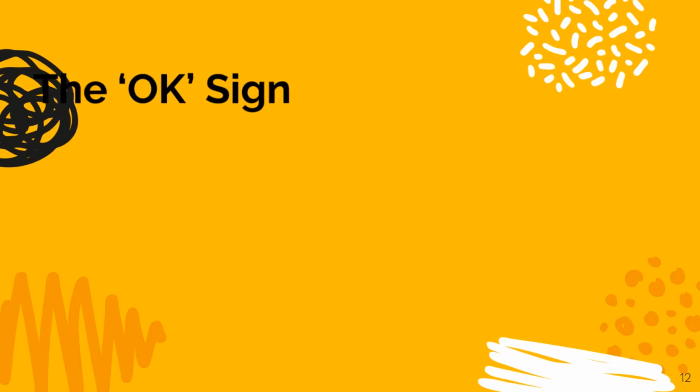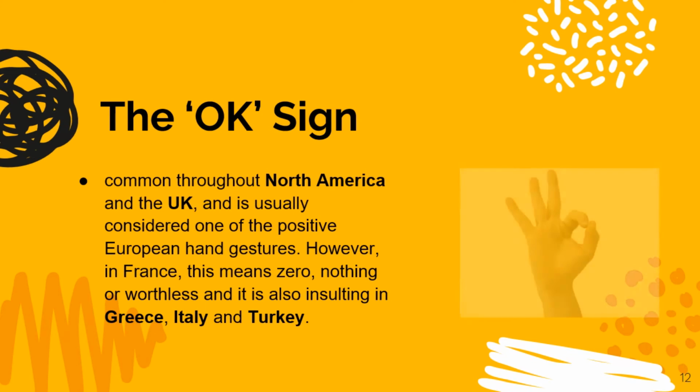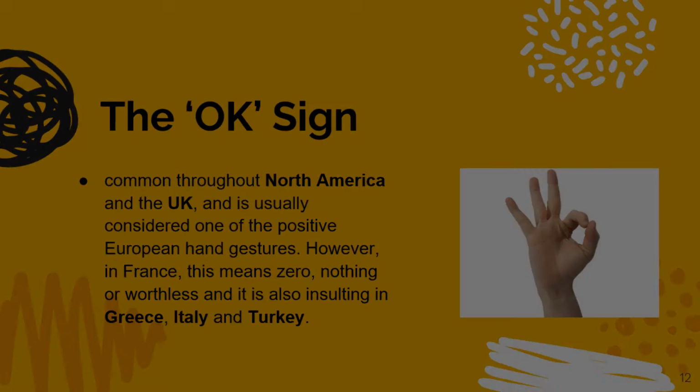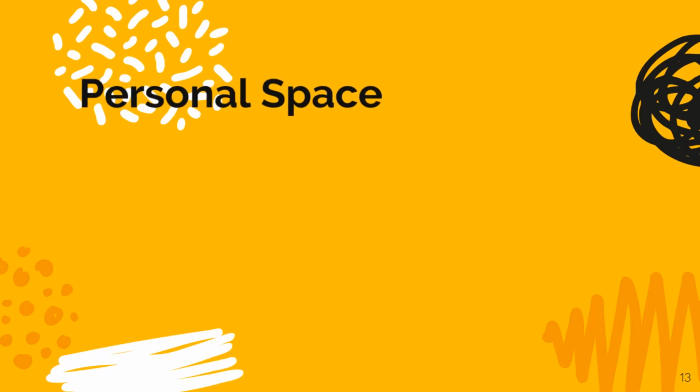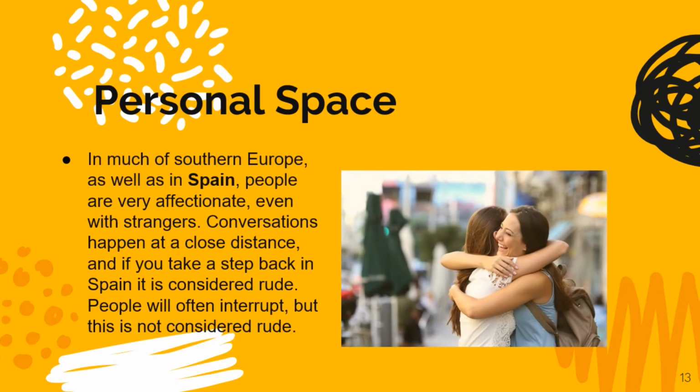And finally, the OK sign is common throughout North America and the UK, and is usually considered one of the positive European hand gestures. However, in France, this means zero, nothing or worthless, and is also insulting in Greece, Italy, and Turkey. Personal space. In much of Southern Europe, as well as in Spain, people are very affectionate, even with strangers. Conversations happen at a close distance, and if you take a step back in Spain, it is considered rude. People will often interrupt, but this is not considered rude.